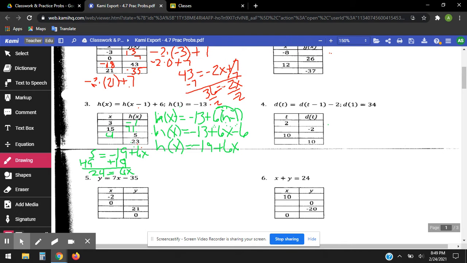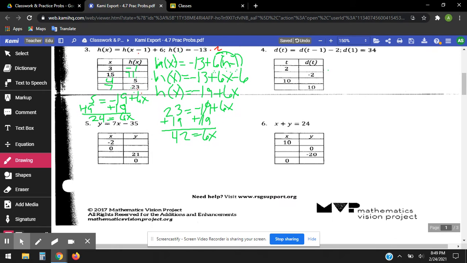And then my next one, 23 equals negative 19 plus 6x. So I'm going to add 19. Those cancel. 23 plus 19 is 42 equals 6x. And is that right? 2, carry the 1, yep. So 42 divided by 6, oh yeah, 7. 7 times 6 is 42. All right.